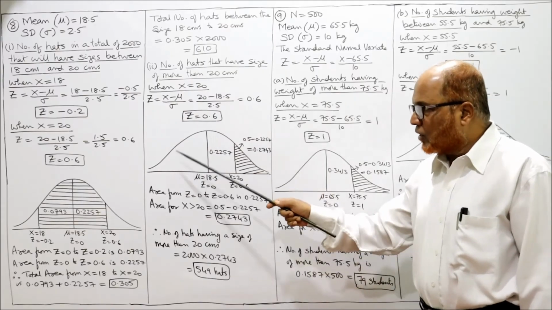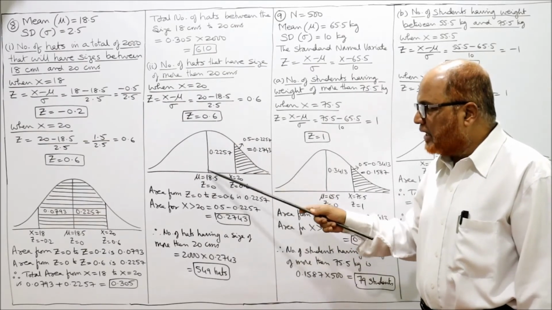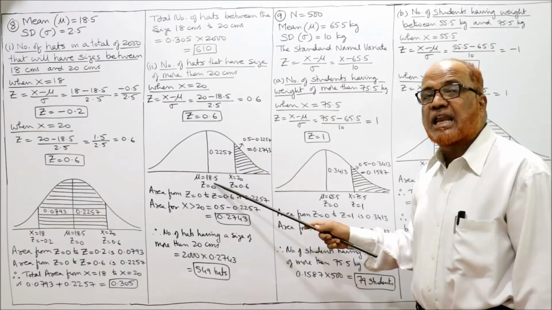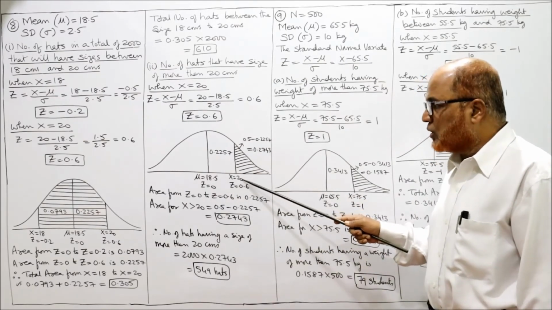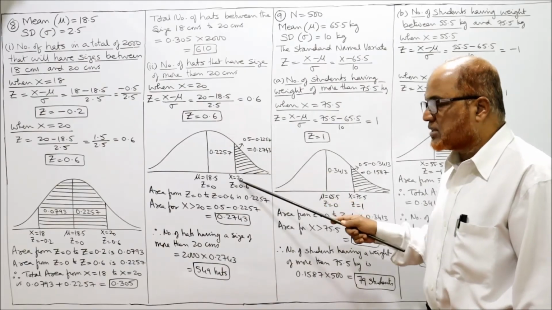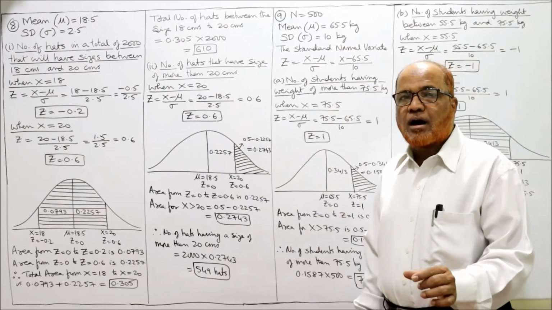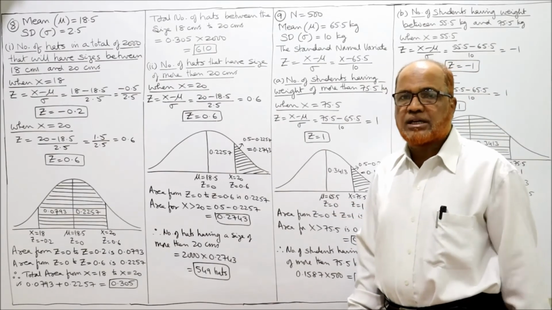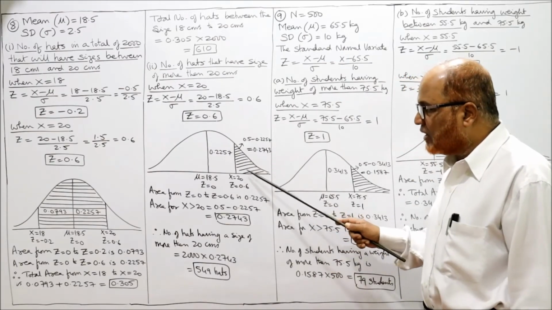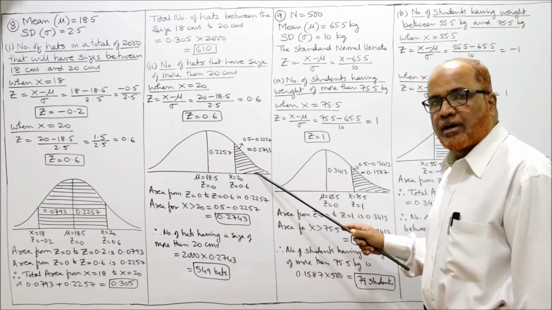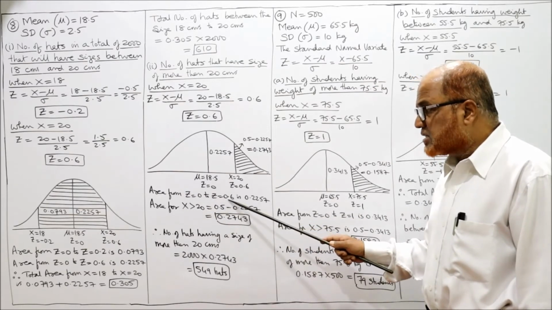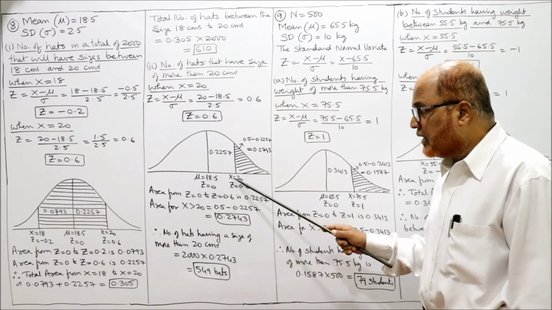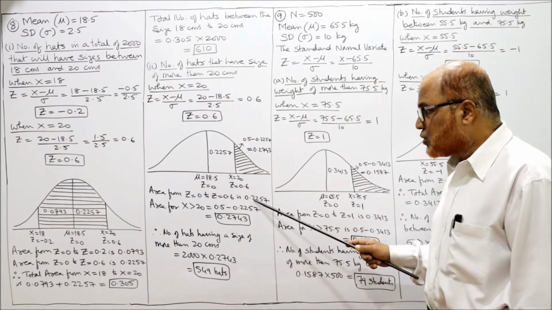First of all, we'll draw the normal curve. Middle mean 18.5. Now 20 is greater than 18.5. That's why I've taken it on the right hand side. So x is equal to 20, z is equal to 0.6. Now we need the area for more than 20. So this is the shaded area we require. More than 20. Right? This is the area. Area from z is equal to 0 to z is equal to 0.6. From here to here, unshaded area is 0.2257.